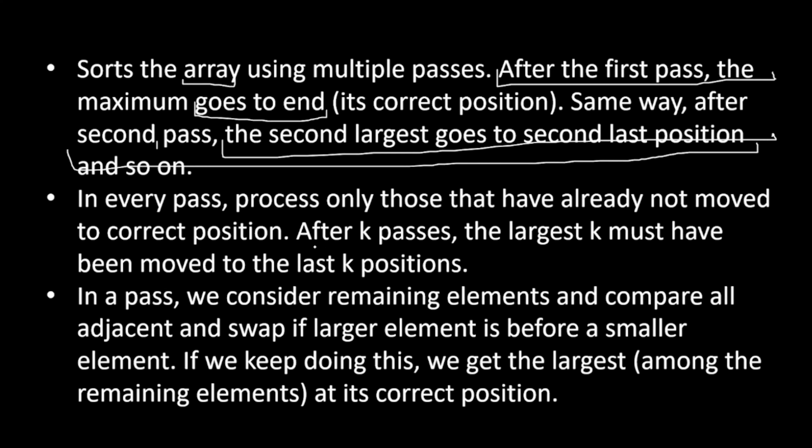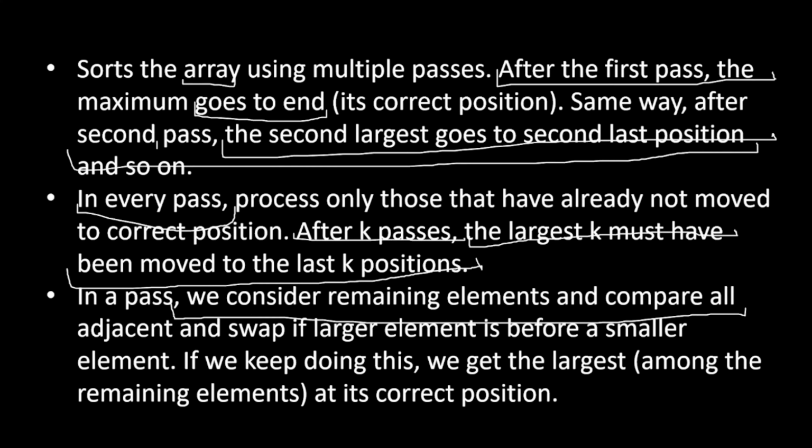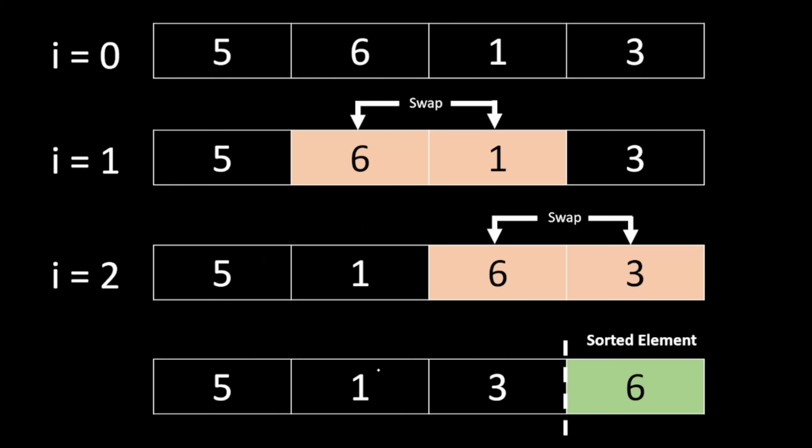I know you are confused with this, right? So let's go. Just read through this. In every pass, process only those elements that have not already moved to the correct position. After k passes, the largest k elements must have been moved to the last k positions. Please note this point. If the swapping is already done, it will break there, so the time complexity will be reduced. Okay, so let's go further.